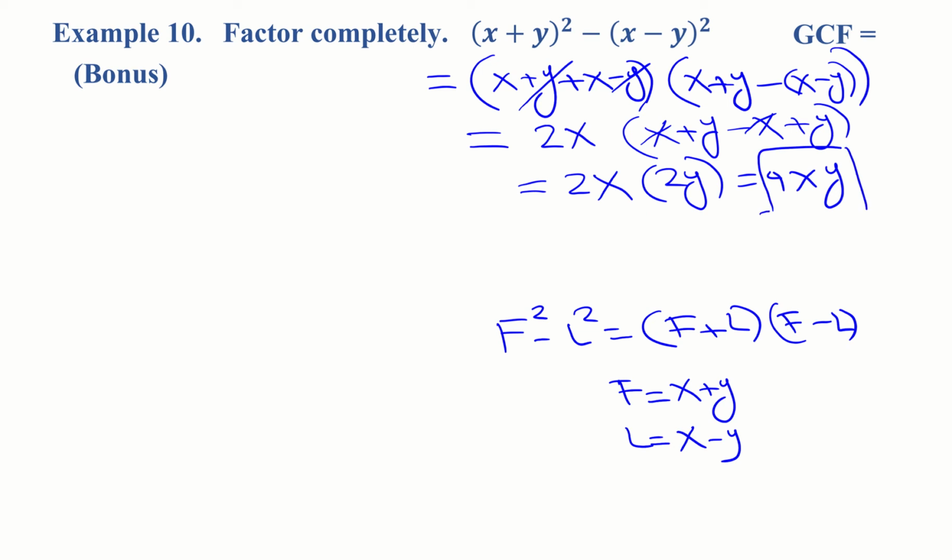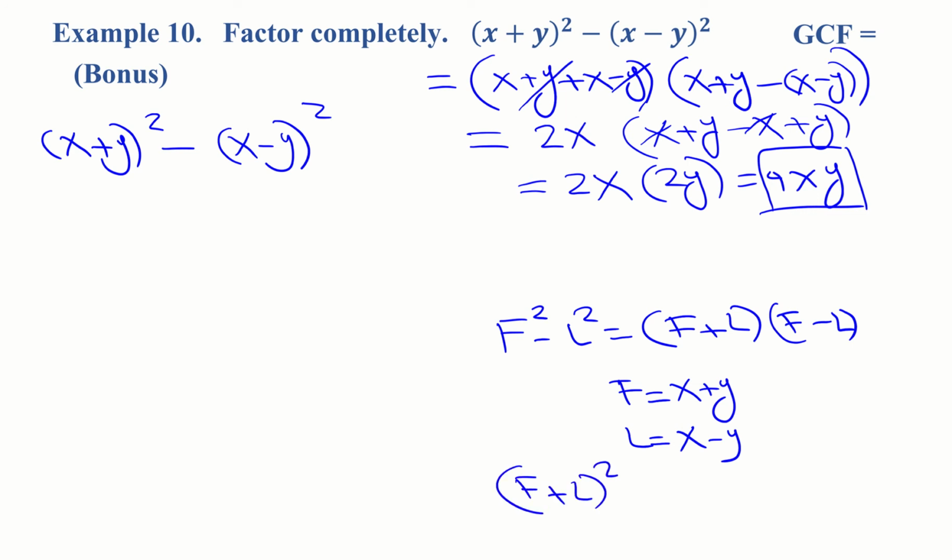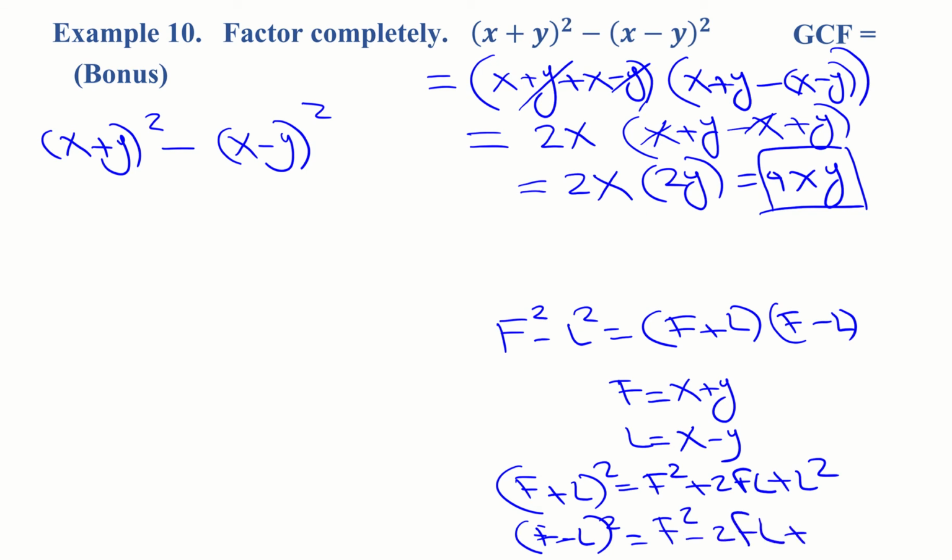So we handle that very efficiently because we recognize the fact that we have to use the difference of squares formula. Now, had you not realized that, let me just show you, it would not be the end of the world. You could have used the f plus L squared formula to realize that you can get f squared plus 2fL plus L squared, and the f minus L squared formula to get f squared minus 2fL plus L squared.